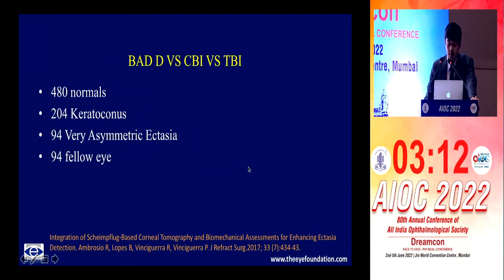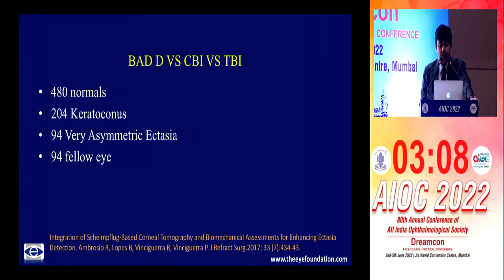CBI or the BAD-D. This was an extremely important and landmark paper where they compared these three important devices, the BAD-D, CBI, and TBI. And the cohort included 480 normals, 204 keratoconus, 94 very asymmetric ectasia. Now, this 94 is the very important subset.